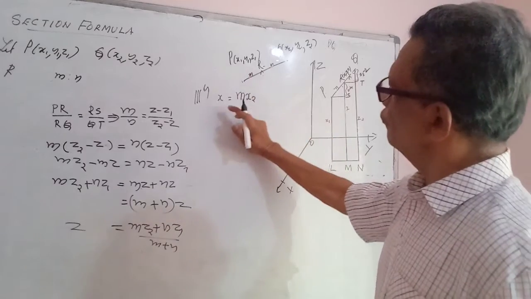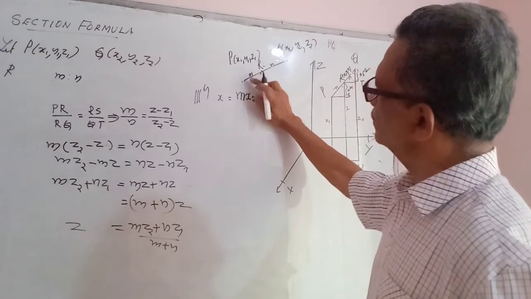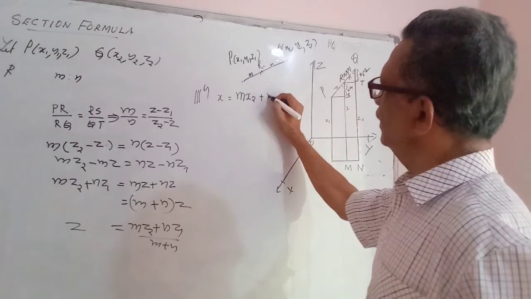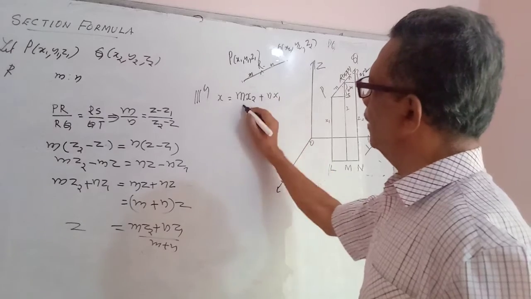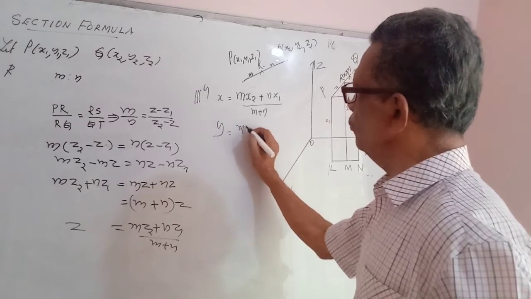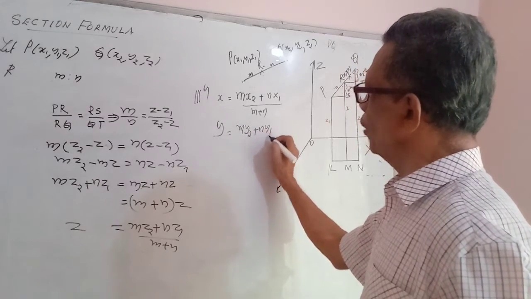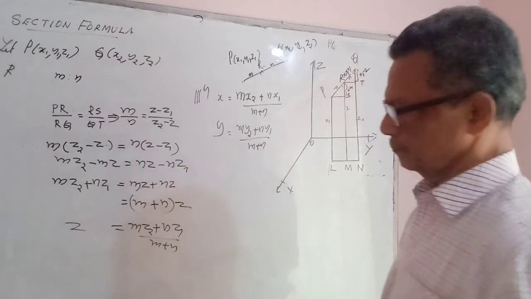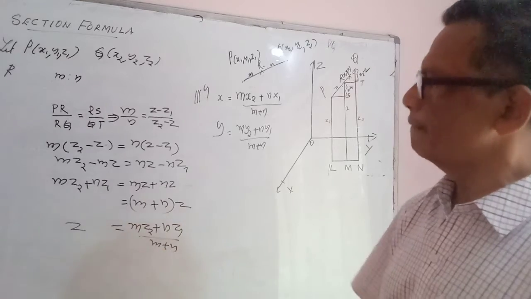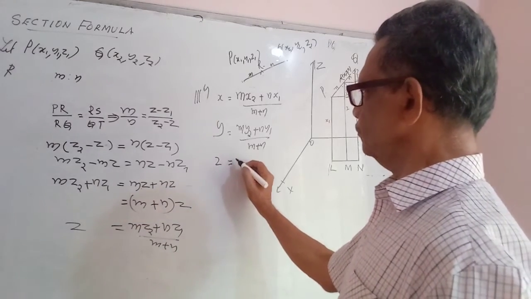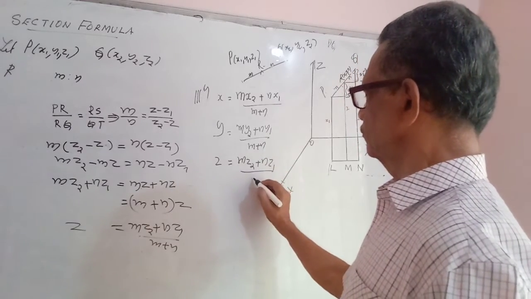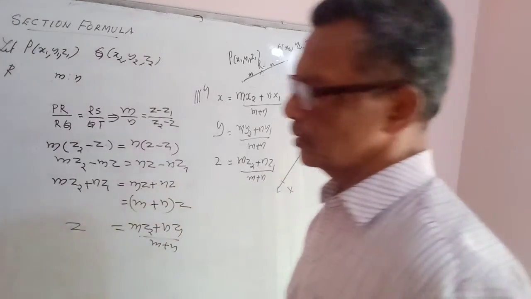The x coordinate of this point, which divides PQ internally in the ratio m is to n, is (m x2 plus n x1) by (m plus n). The y coordinate of R is (m y2 plus n y1) by (m plus n). And z is equal to (m z2 plus n z1) by (m plus n). So this is the section formula.